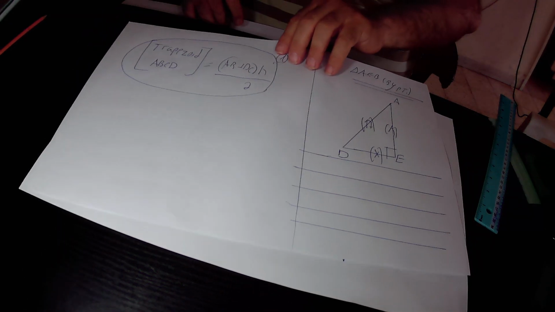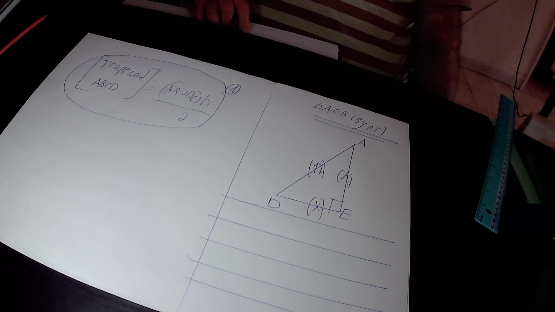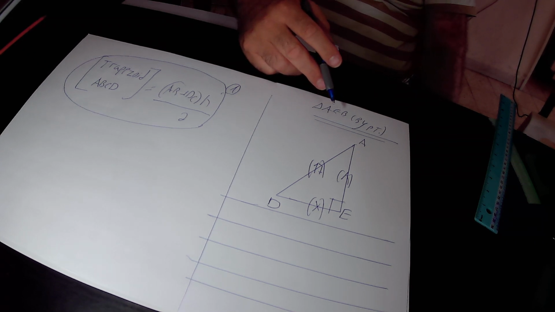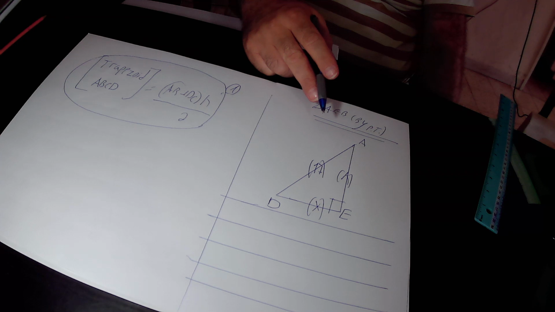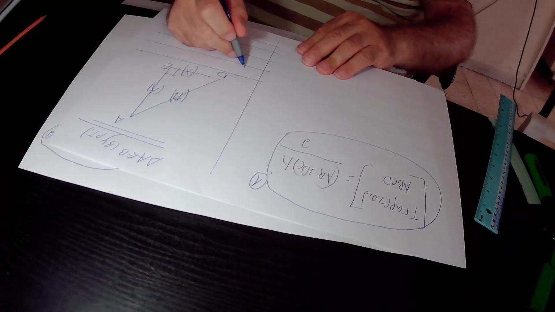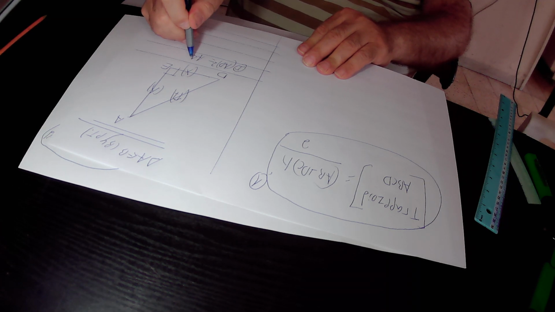So actually, this is the right triangle AED from the original drawing. According to the Pythagoras theorem, in this right triangle AED, AD squared, that is the square of the hypotenuse, is equal to AE squared plus DE squared. So I'll write it down. AD squared, that is the square of the hypotenuse, is equal to AE squared plus DE squared.